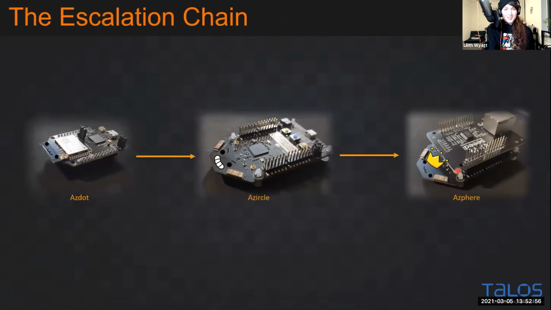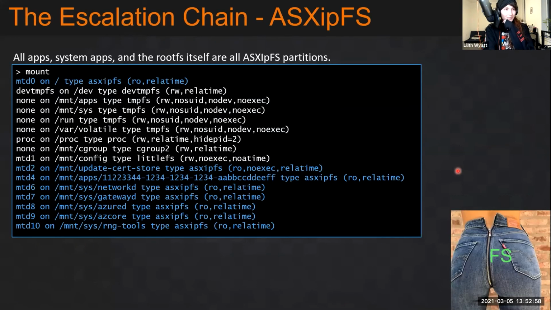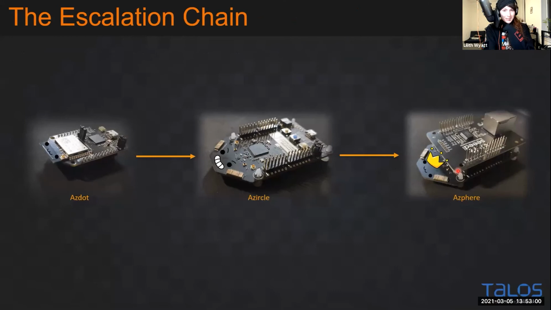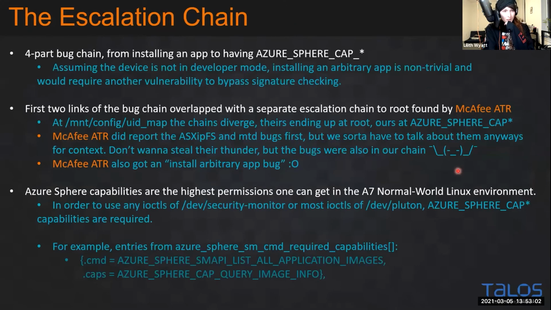A TLDR. Oh God, too far. There we go. So the escalation chain. Let's go through this really quick. So start to finish, we install an app and we end up having the best permissions in the A7 pretty much, or not the A7, but Linux userland rather.